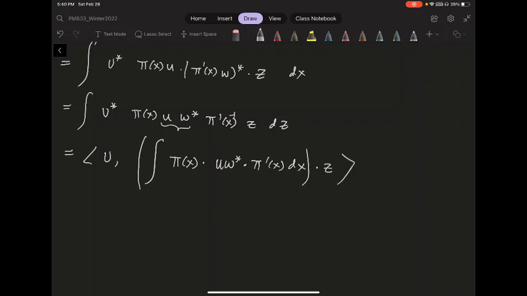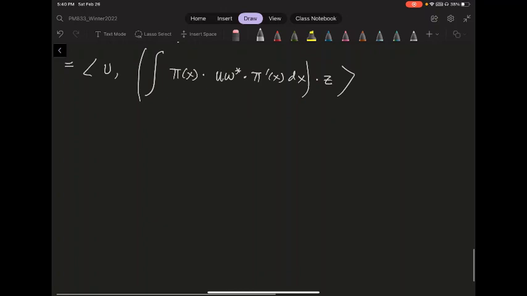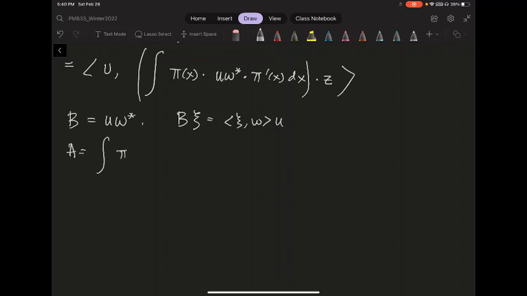Okay, so if you recall what we did a few lectures ago, let's say B is this rank 1 operator uw*, so essentially B times a vector is just this vector's inner product with w, and you apply the scalar multiple to u. All right, and this A now is essentially just the integral of π(x) times B times π′(x) inverse dx. We saw that this operator is going to intertwine these two representations. So this is in the intertwiner of π and π′.